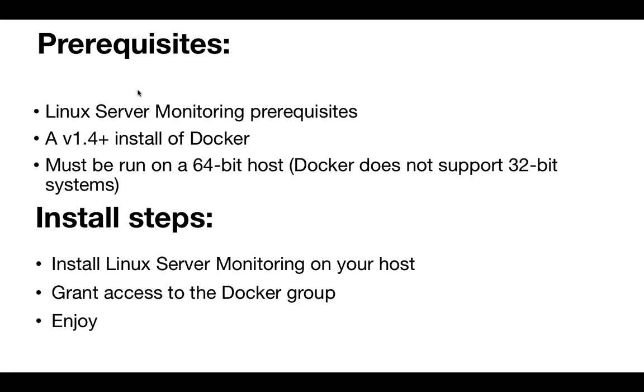So again, these prerequisites are pretty relaxed, and the install steps are even easier. Install Linux server monitoring. It's literally you just do an apt-get install, the few copy-pasted commands. Really easy. A matter of minutes to get this thing on your Docker host to see if there's any value coming out of it. You have to grant the server monitoring process access to your Linux Docker group, so it can actually pull the Docker data, and then just enjoy the data. Again, it really is that simple.